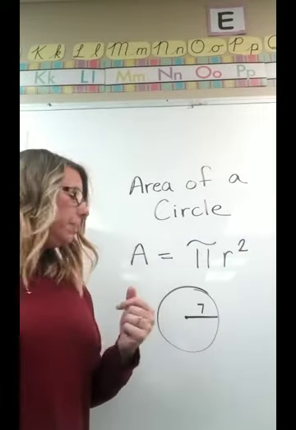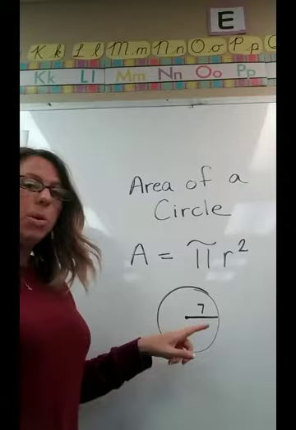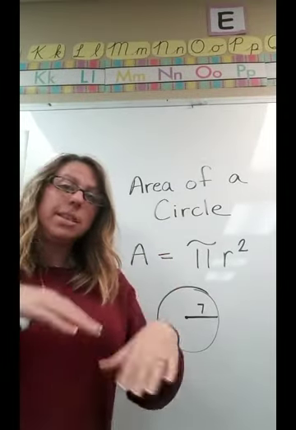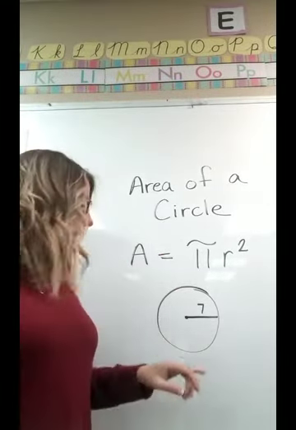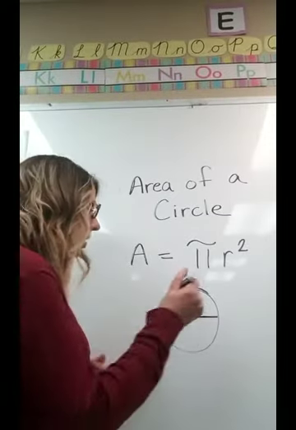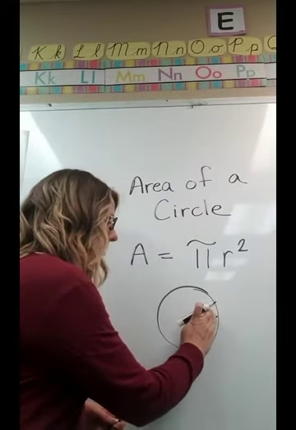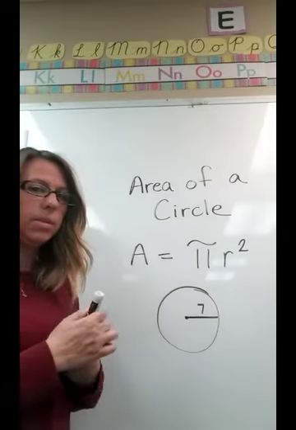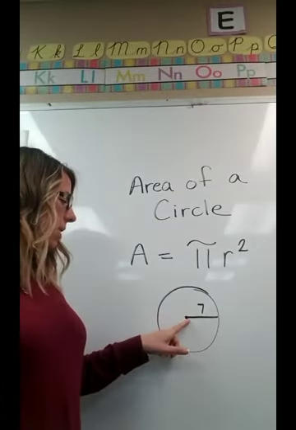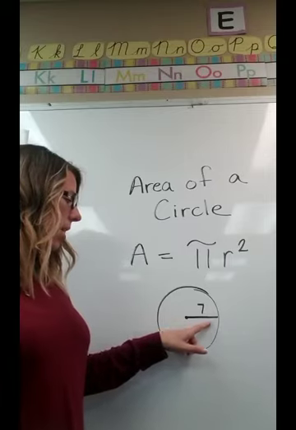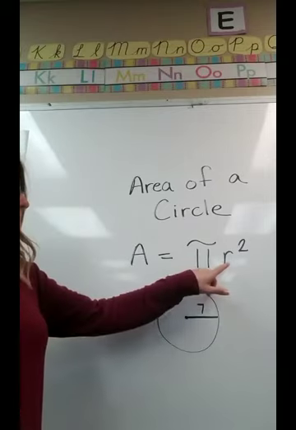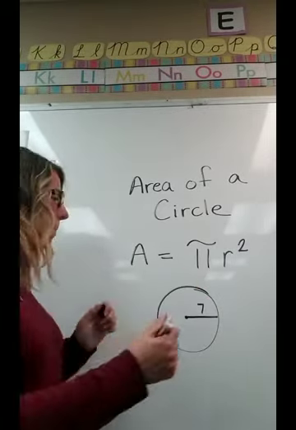So let's try this one. Here's a circle, and we want to figure out what the area is inside the circle. They've given us a radius of 7. Let's leave off the units for now. So it's 7. 7 is the radius from the center line all the way up to there. So we do have radius here. So let's figure that out.